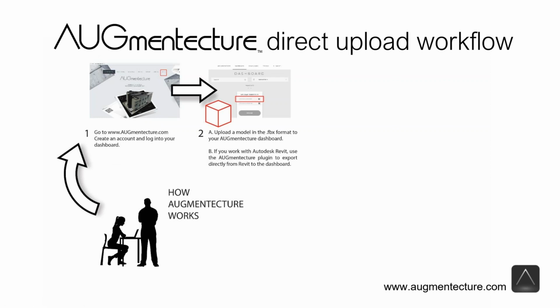This box has two options here. The first option is to upload an FBX file. This FBX file could be a file generated from Rhino, from Blender, from Maya, any different platform. And all you have to do is press on that box and upload your 3D model.